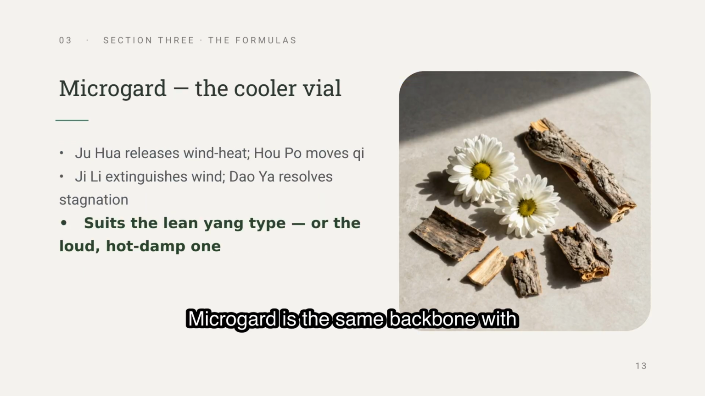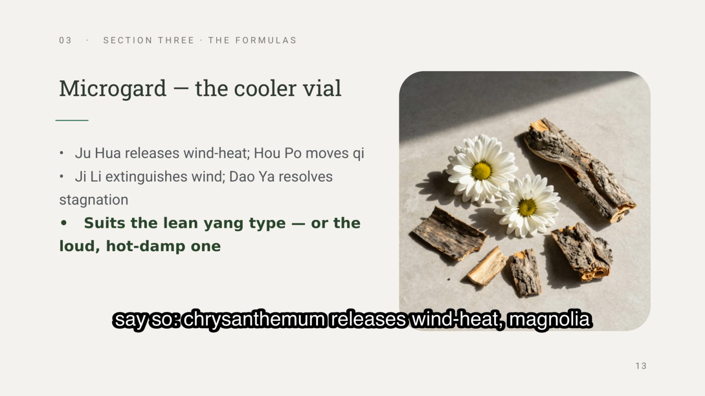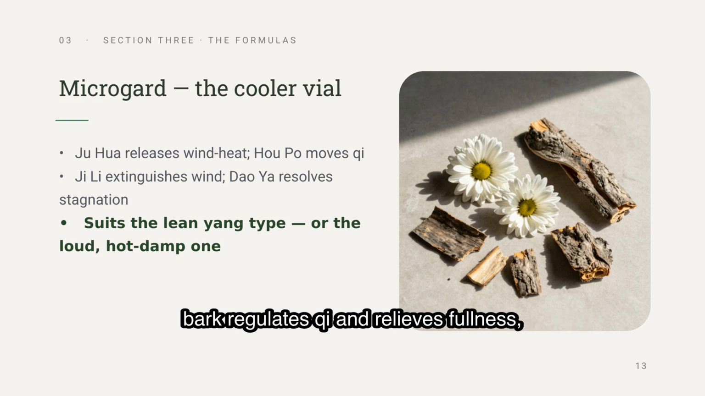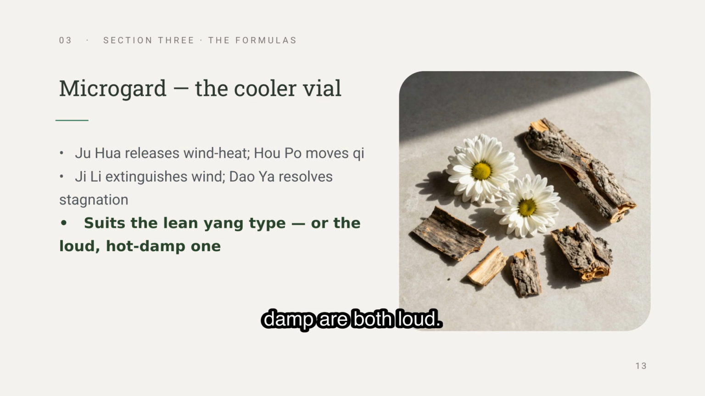Microguard is the same backbone with heat on top. The unique herbs say so. Chrysanthemum releases wind heat. Magnolia bark regulates qi and relieves fullness. Tribulus extinguishes wind, and rice husk works on food stagnation. It suits either the lean, acute, yang constitution, the skinny, vegan end of the spectrum, or the larger, very yang presentation where heat and damp are both loud.